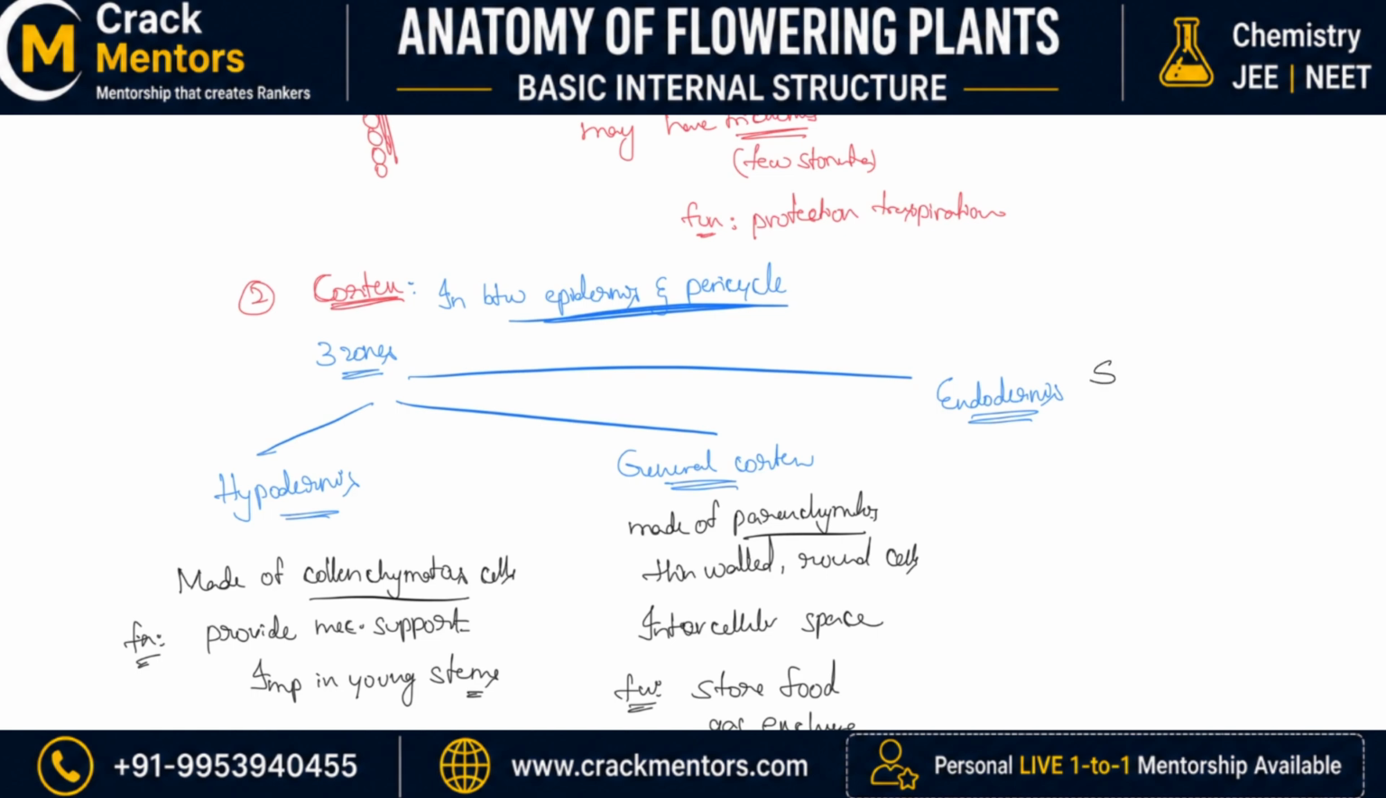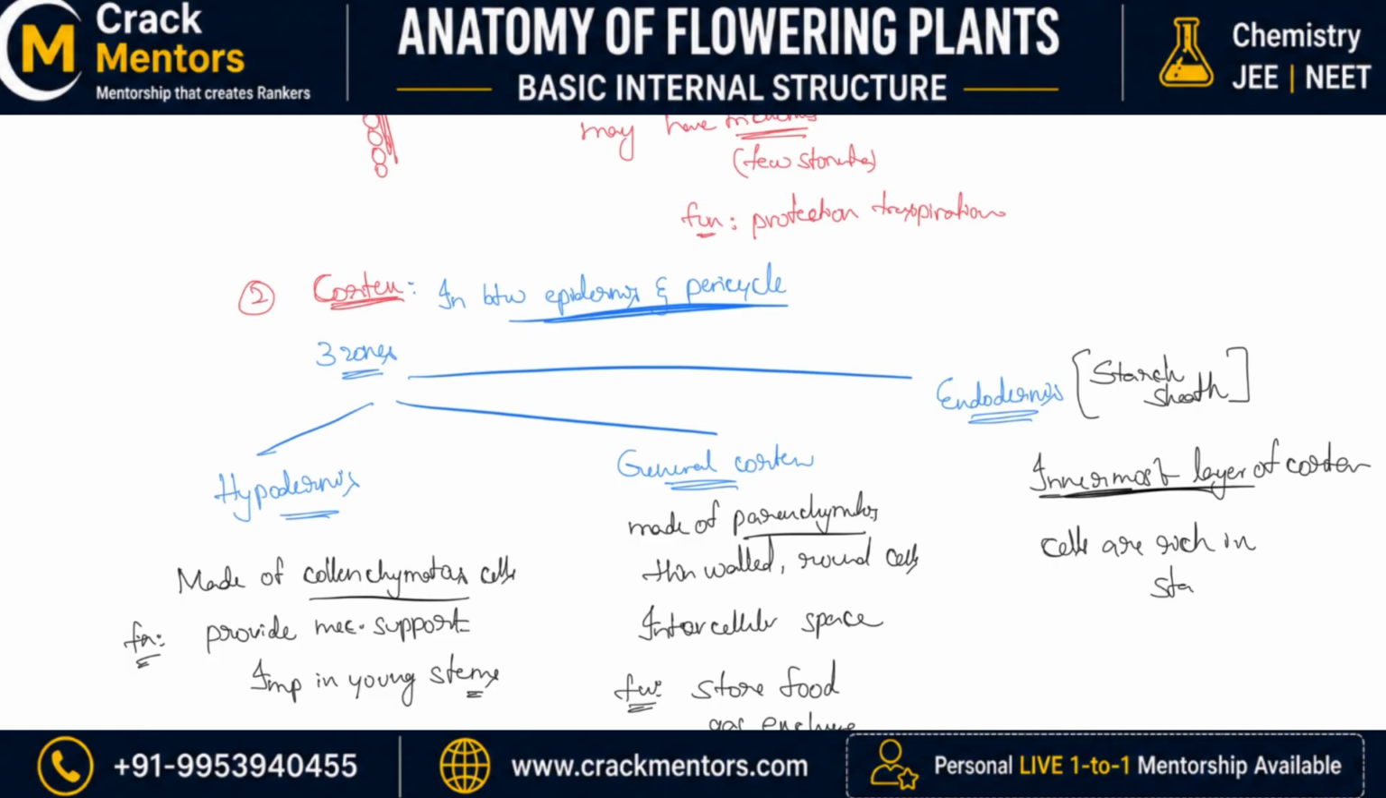Coming to the endodermis, endodermis is also called the starch sheath. This is the innermost layer of the cortex. And why is it called starch sheath? Because the cells here are rich in starch grains, hence they are called starch sheath.